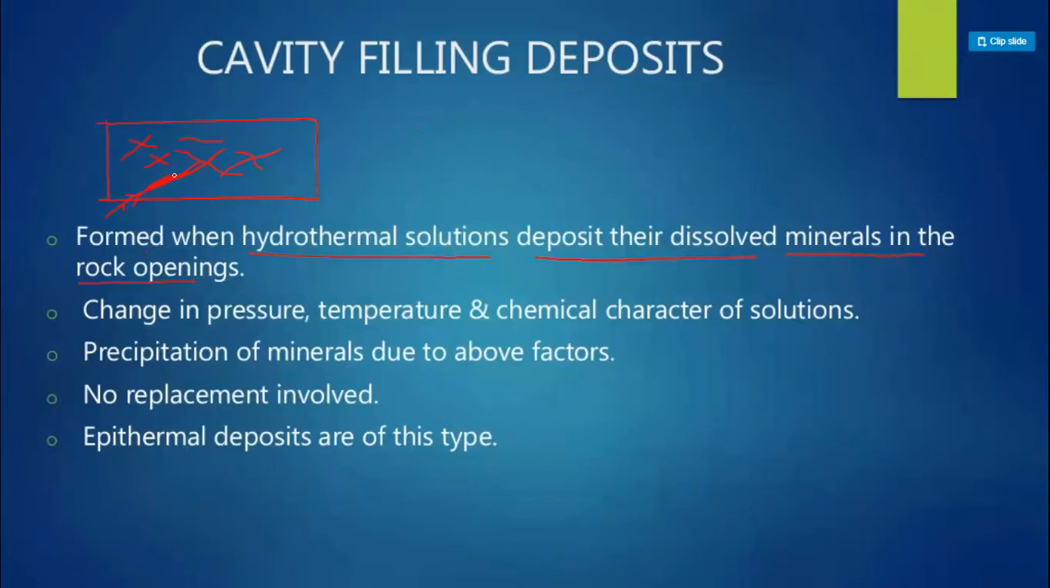So this solidified material has some valuable minerals, like I told you last time, gold. It may be gold, it may be silver. So most of the time, valuable metals are there. This is due to change in pressure, temperature, and chemical character of the solutions.